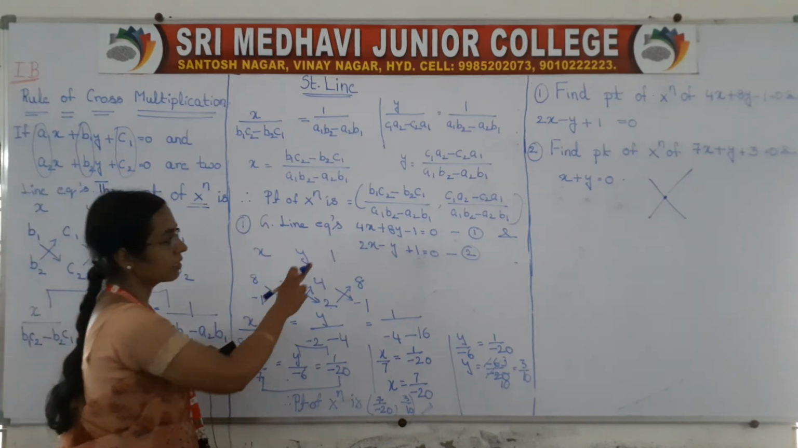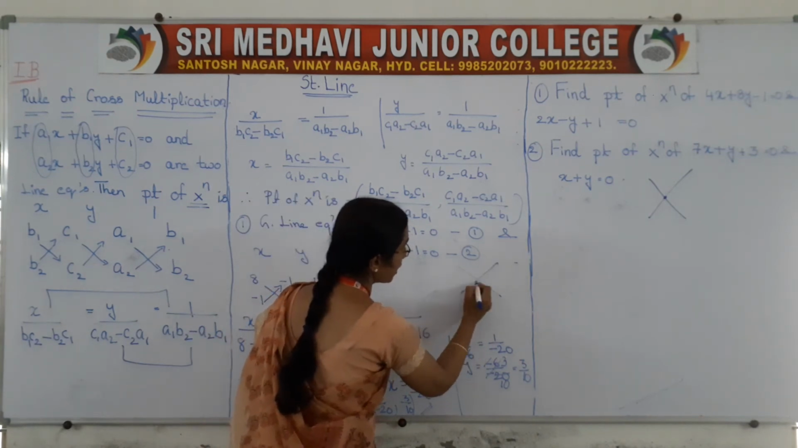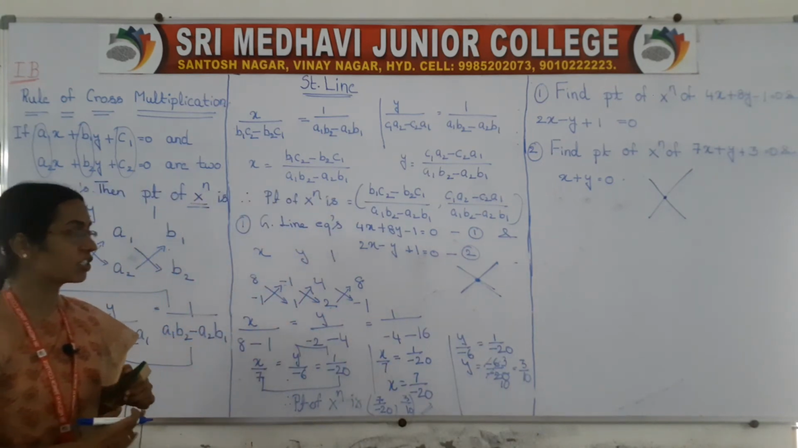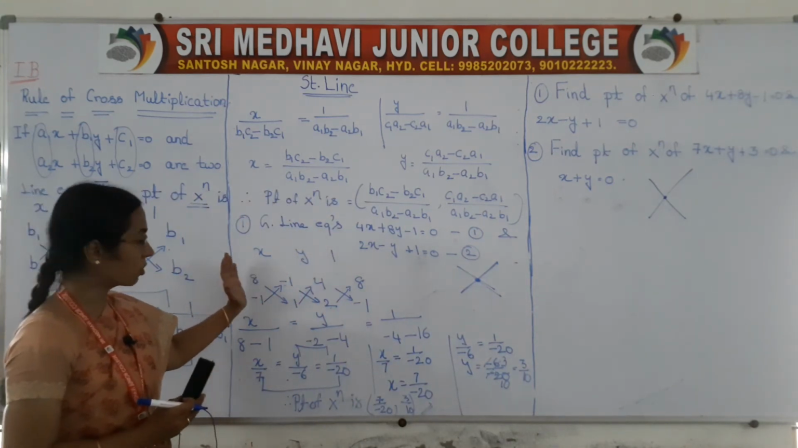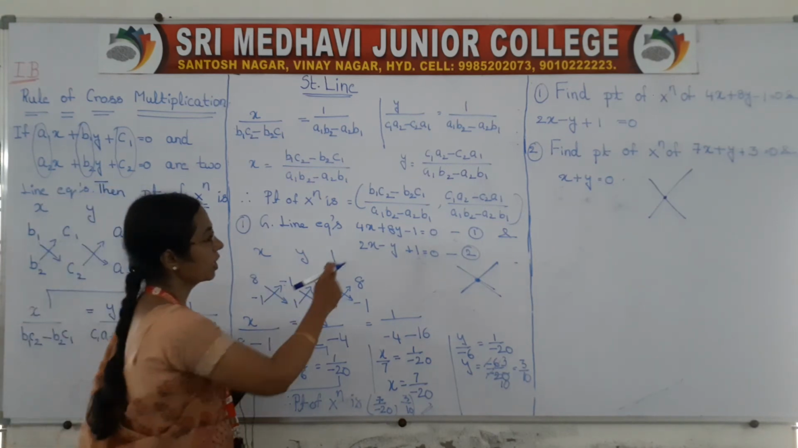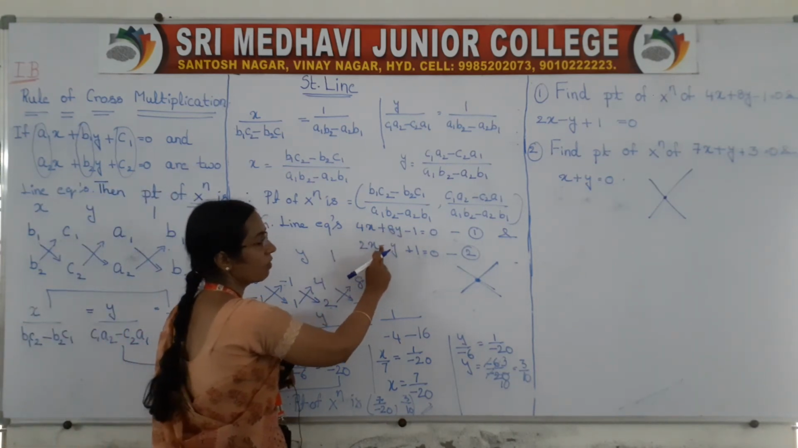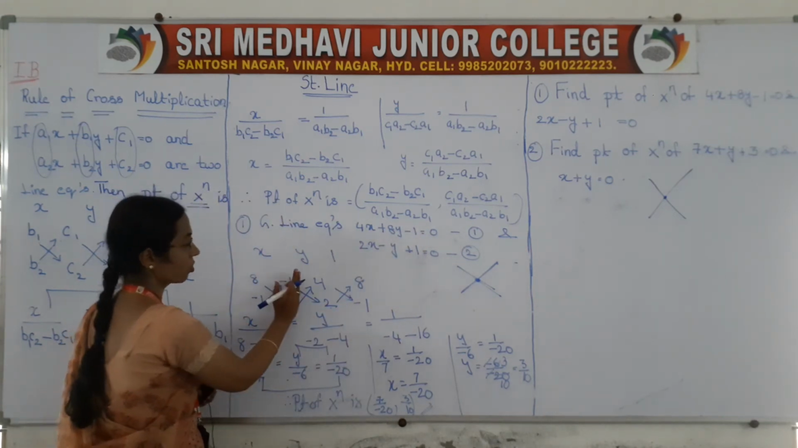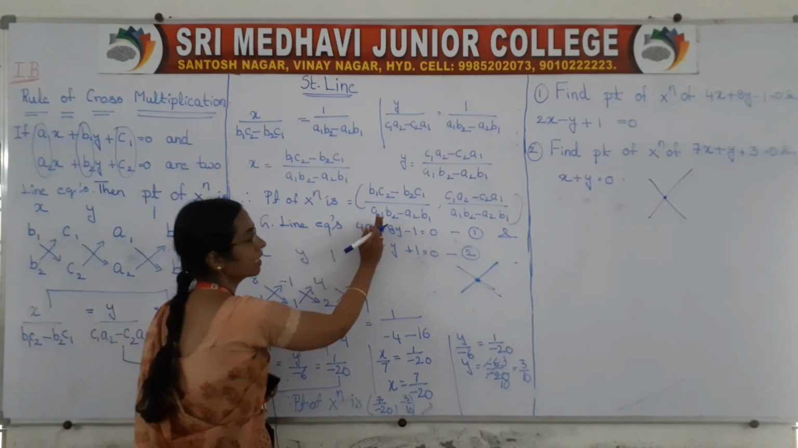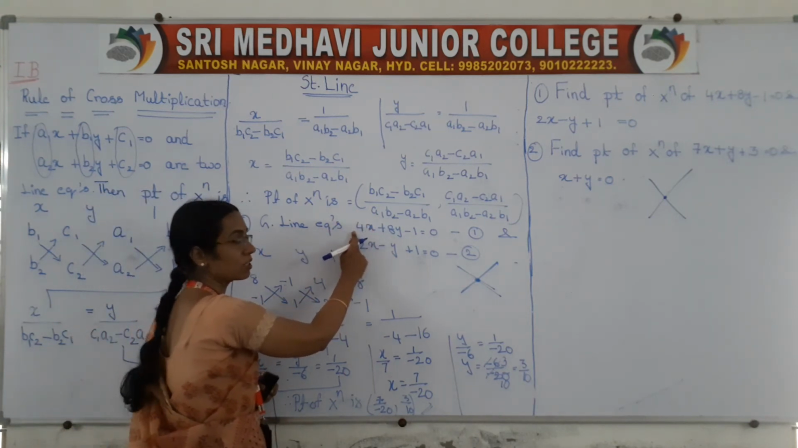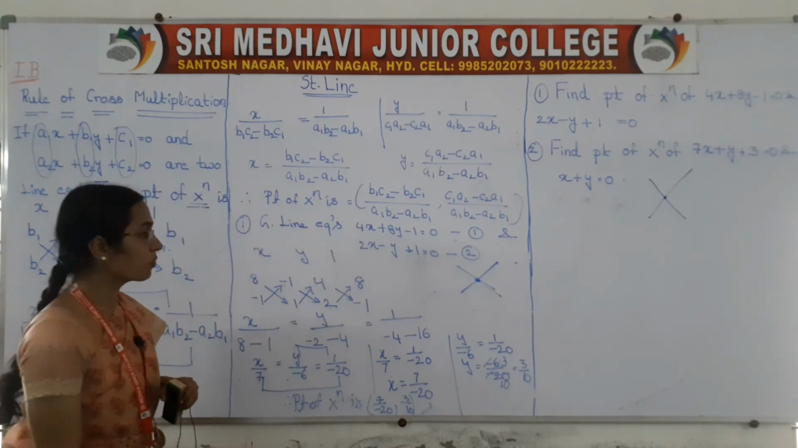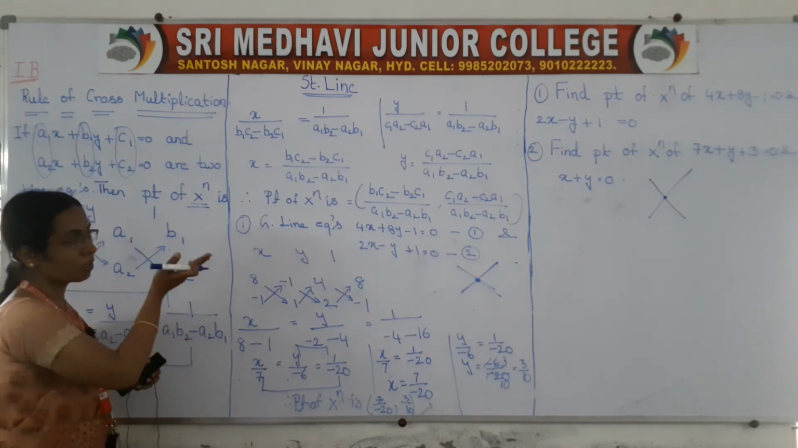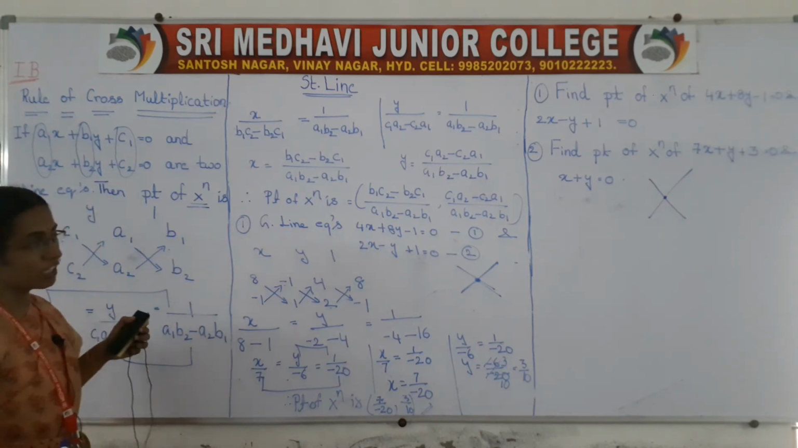So once again, first we have to write y coefficients to get the point of intersection of two lines. These are the two lines, and we have to find their point of intersection. So what is the procedure? We have to write y coefficients. That means the y coefficient is 8, and the y coefficient is minus 1. Next we have to take constant terms. Next we have to write x coefficients. The x coefficients are 4 and 2. Again we have to write y coefficients. That is the procedure to find the point of intersection of two lines.